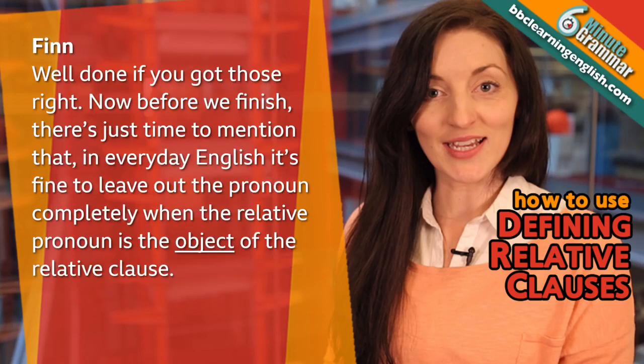Now, before we finish, there's just time to mention that in everyday English, it's fine to leave out the pronoun completely when the relative pronoun is the object of the relative clause. For example, Hermione is the girl who Ron Weasley married becomes... Hermione is the girl Ron Weasley married.